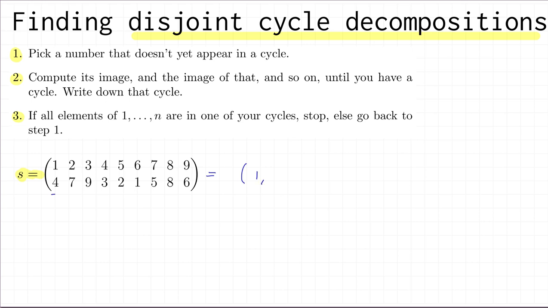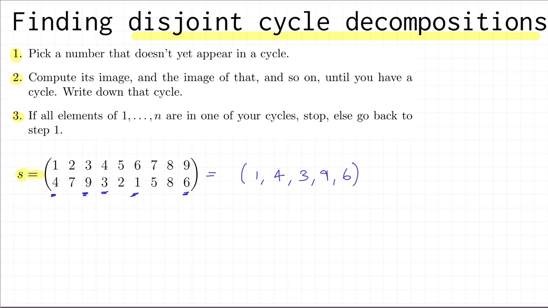And you can see that what happens is S sends 1 to 4. So I should put 4 as the next number in my cycle. Okay, what happens to 4? S sends 4 to 3, so 3 must be the next number in my cycle. S sends 3 to 9, so 9 must be the next number in my cycle. It sends 9 to 6, so 6 must be the next number in my cycle. And finally it sends 6 back to 1. So 1 is already in my cycle. I must have got to the end of my cycle, so I need to close off the cycle here. 6 went back to 1. So that's our first cycle.